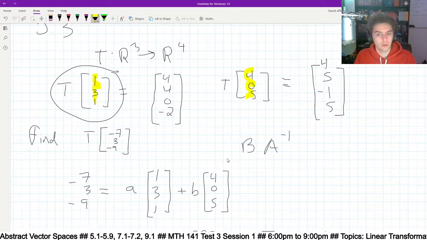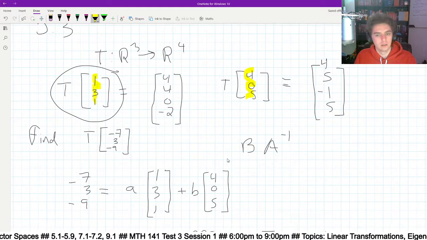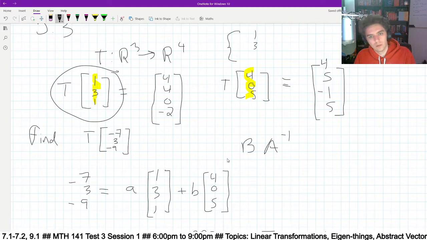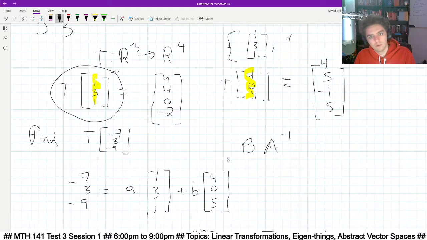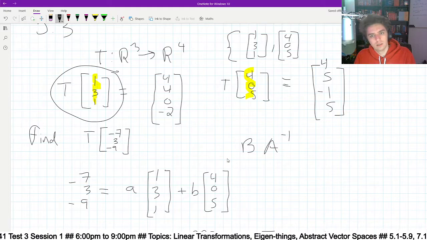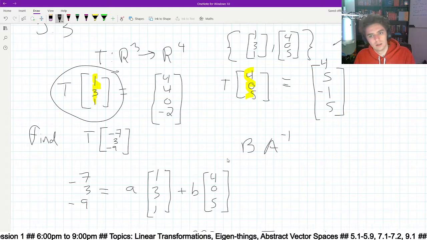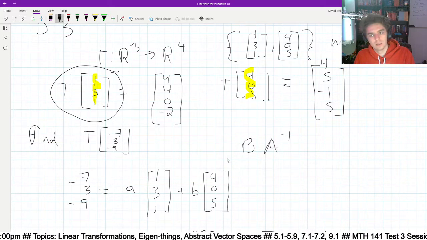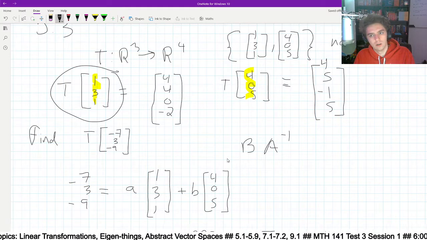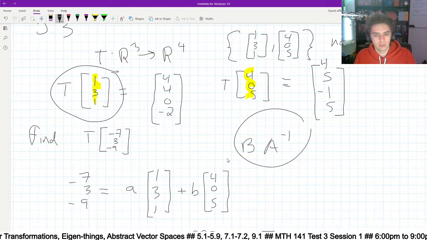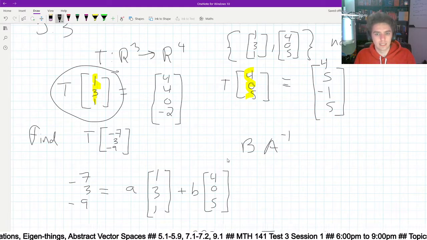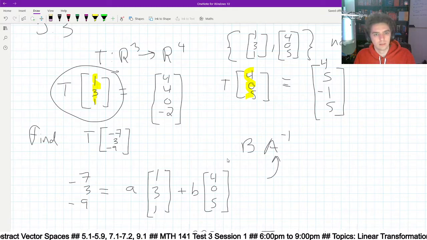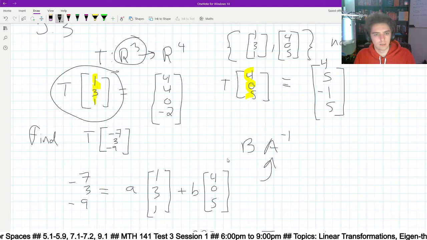They're in R3, but they don't form a basis for R3. This set 1, 3, 1 and 4, 0, 5 is not a basis for R3. They're both in R3, but not a basis for R3. So you can't use this method, because the criteria for using that method is that the input matrix has to be a basis for your input space.